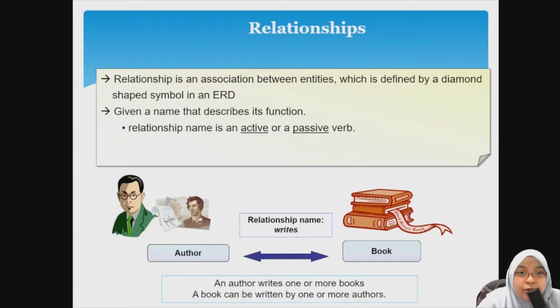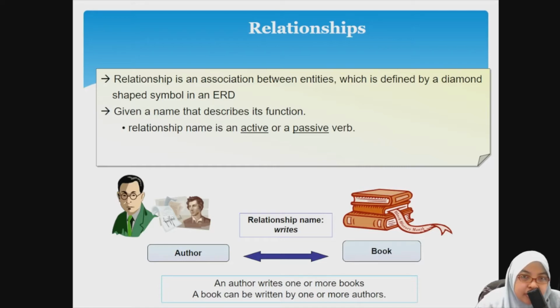So in this video, we continue on the previous video where we already learned about the entity and attribute. This video will discuss the relationship in the entity relationship diagram. A relationship is an association between the entities that we have in our ERD diagram, which is defined by a diamond shape symbol in an ERD.